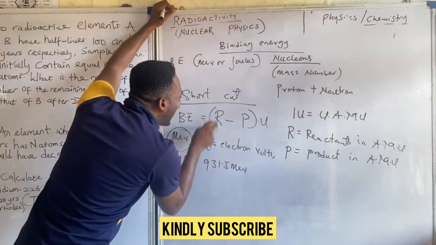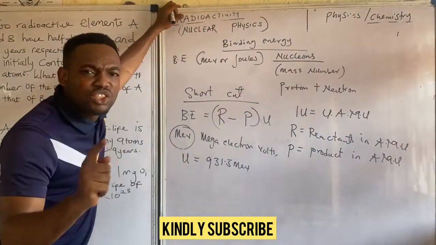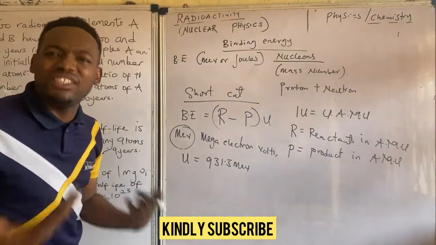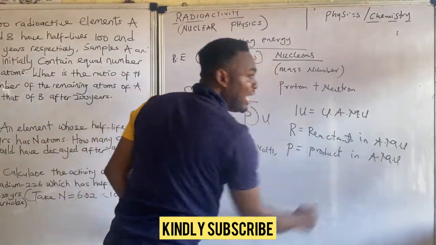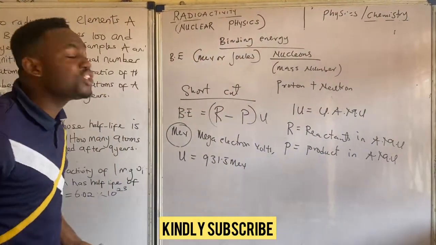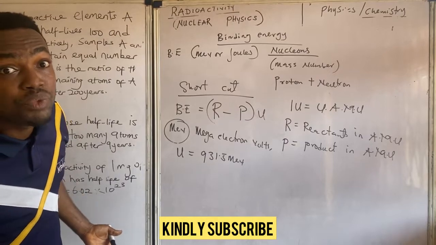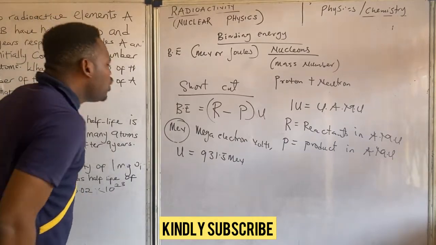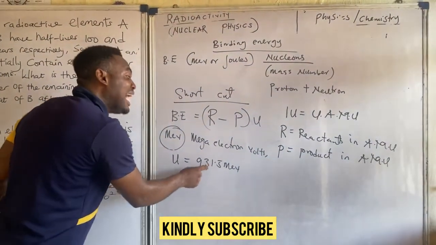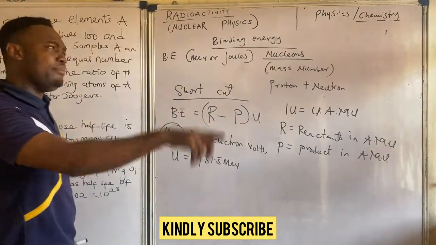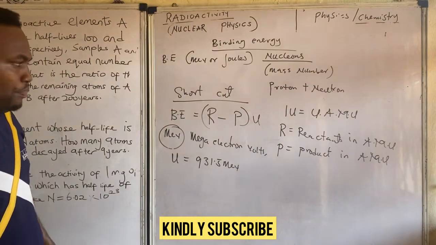If you subtract P from R, what you have gotten is called atomic mass unit, AMU, because R is in AMU, P is in AMU. And what you have gotten is just change in mass, or mass defect, difference in mass. You can only make it energy when you multiply by what value now? 931.5 MeV. That's when you have gotten energy.